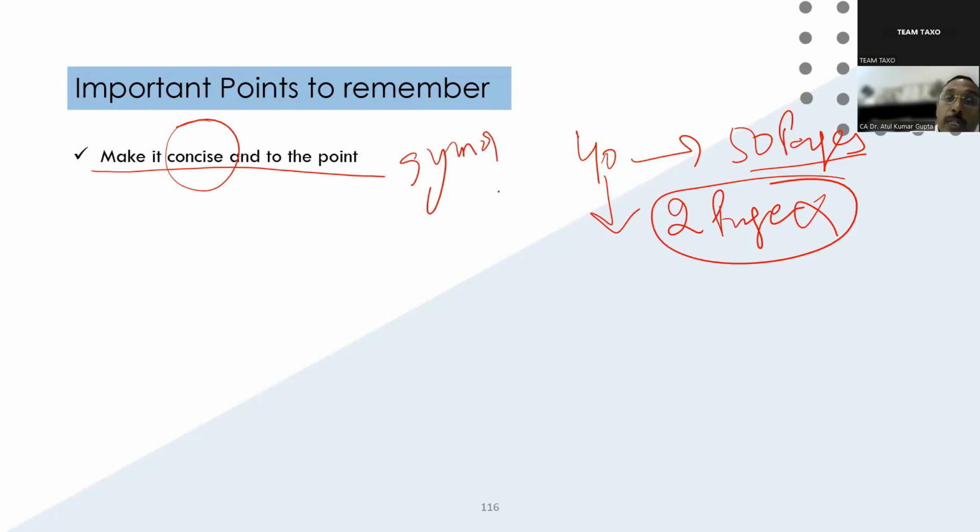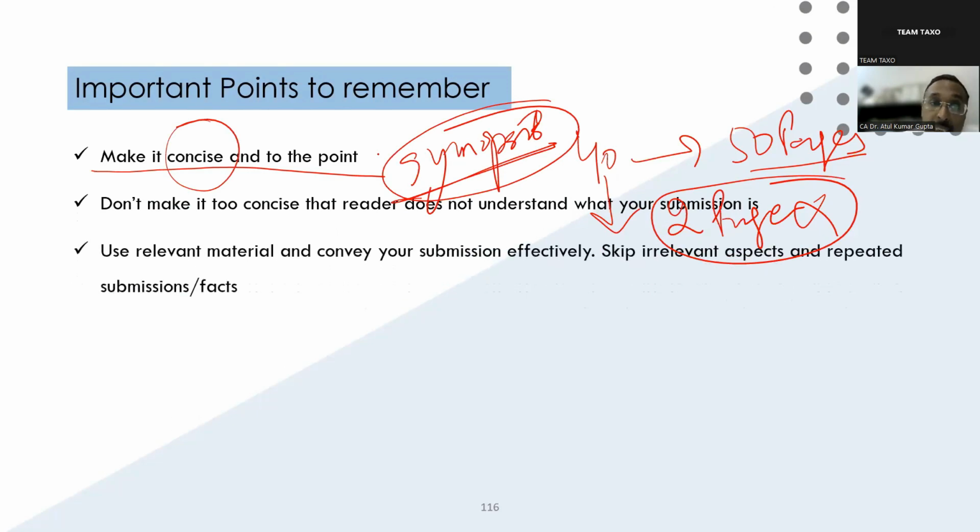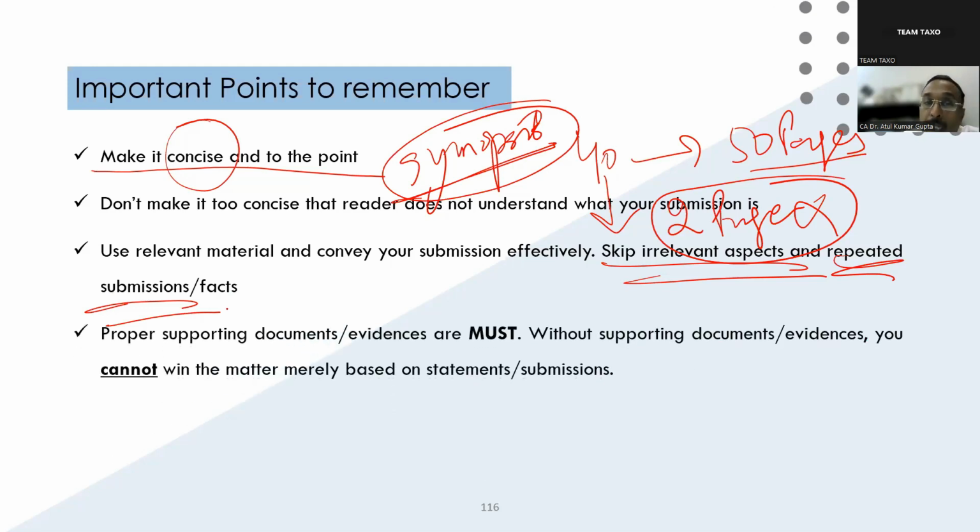Number two, the synopsis. It's very important that you give an executive summary or a synopsis at the beginning of the reply that, okay, this is something I wish to say. So that somebody will read 2 pages and then, if interested, will go to the rest of the pages, so it will be an interest-generation kind of exercise. Then, my dear friend, don't make it too concise. The relevant material, as I mentioned, should be there, and skip irrelevant aspects and repeated submissions, as I shared with you. My dear friend, then proper supporting documents, as I mentioned, should be attached.